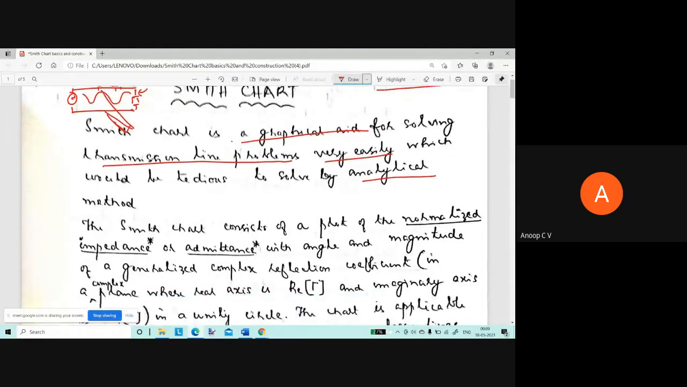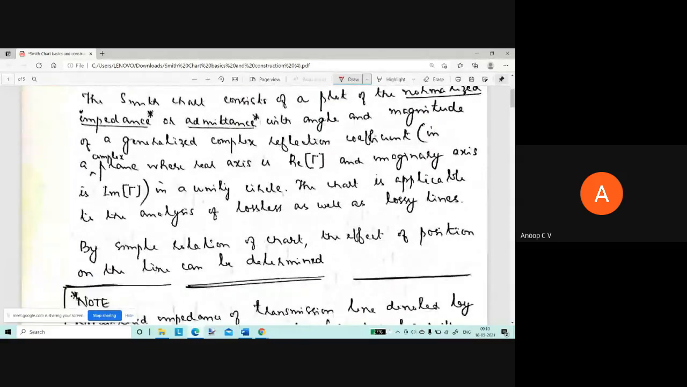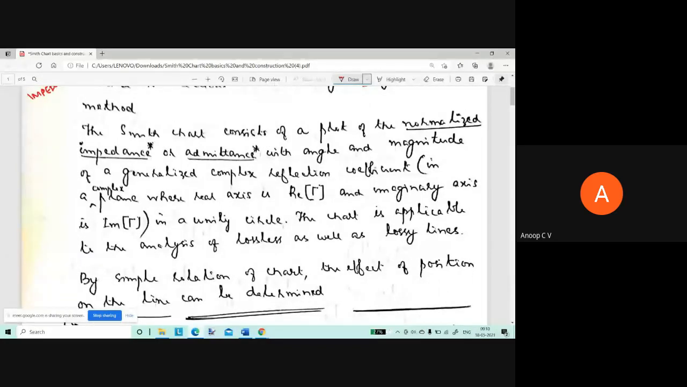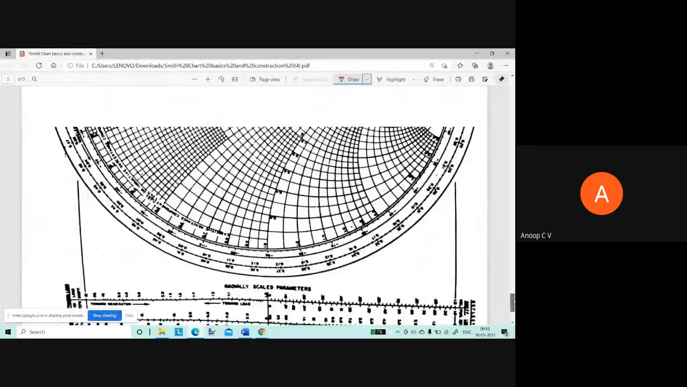When I say transmission line problems, this can be finding reflection coefficient, finding voltage standing wave ratio, or impedance matching. We'll see what impedance matching is. Any such problems can be easily solved using the Smith chart. That is a graphical tool. Now we'll see what actually is the Smith chart. Once again, I'll show you. So this is actually the Smith chart.